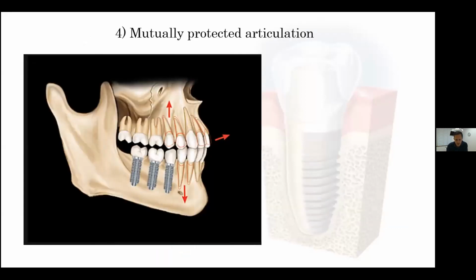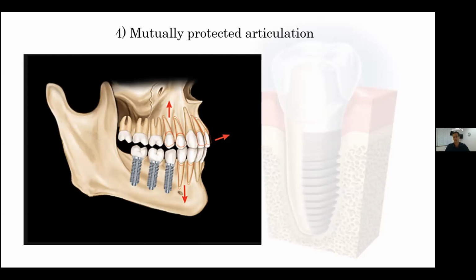Now the fourth is my most important point, I think, and that is that we have to create this mutually protected occlusion. So we often have situations where we have natural teeth mixed with implants, and it becomes a very important decision to make as to what occlusal scheme you're going to adopt to get the best possible long-term results. And what we should try and do wherever possible is obviously use the natural teeth for excursive purposes.